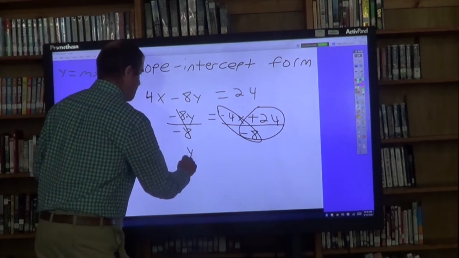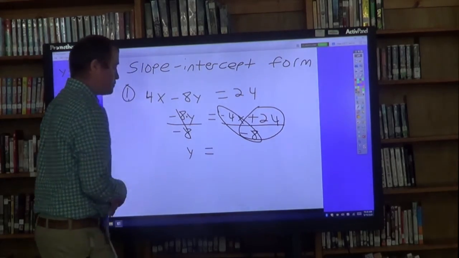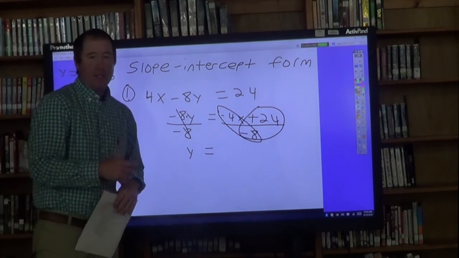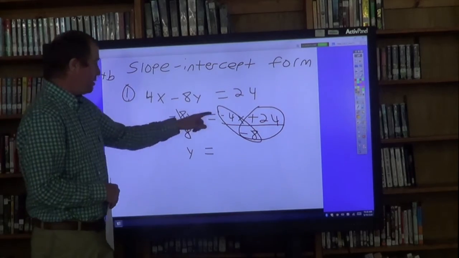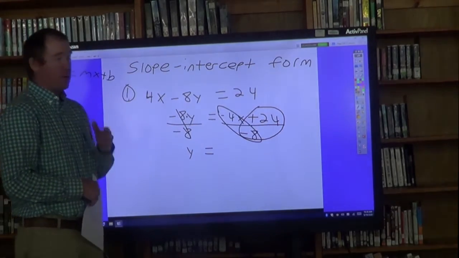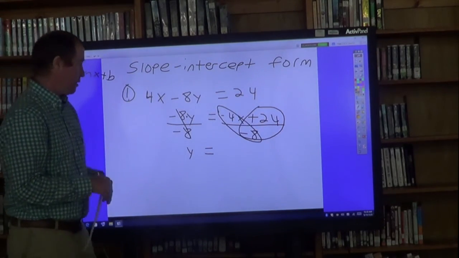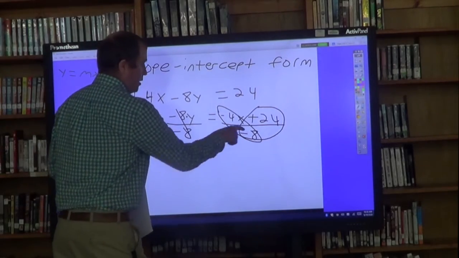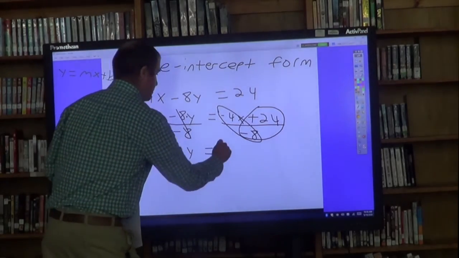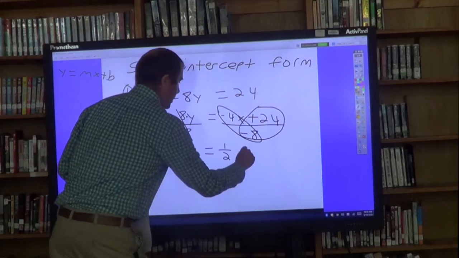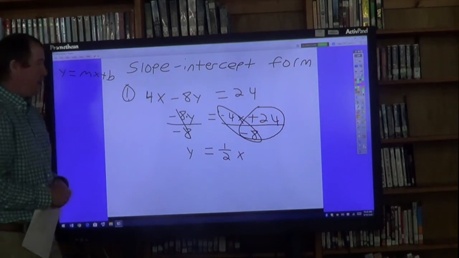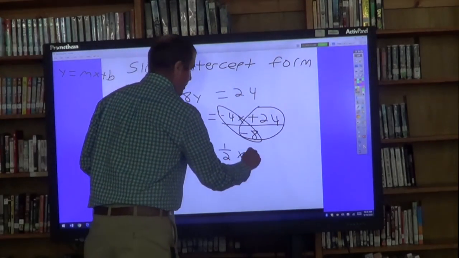So we will bring that down, y equals, and some of you may have teachers where they actually divided him by negative 8 and him by negative 8 and wrote it 3 times, which is fine also. Alright, so negative 4 divided by a negative 8 reduces to 1/2 x, so there's my slope, and then 24 divided by negative 8 is negative 3.